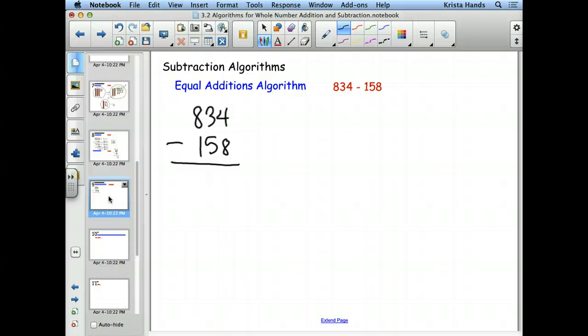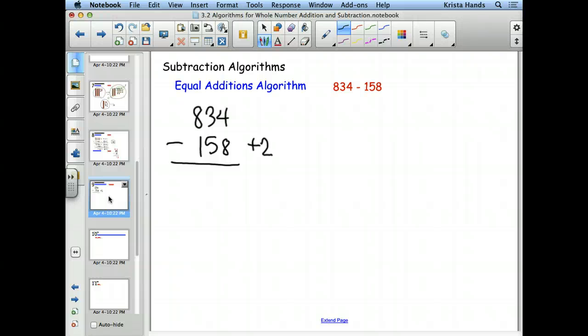Equal addition says, if I add a value to the second one to avoid having to borrow, I think the number 2 would be nice. Why in the world do I like the number 2? It's even. Well, it is even, but what does it make? It's particularly nice. It makes a 10, right? It makes this 8 right here become a 0 at the end. That's my goal. My goal is to get a whole bunch of zeros as I do this.